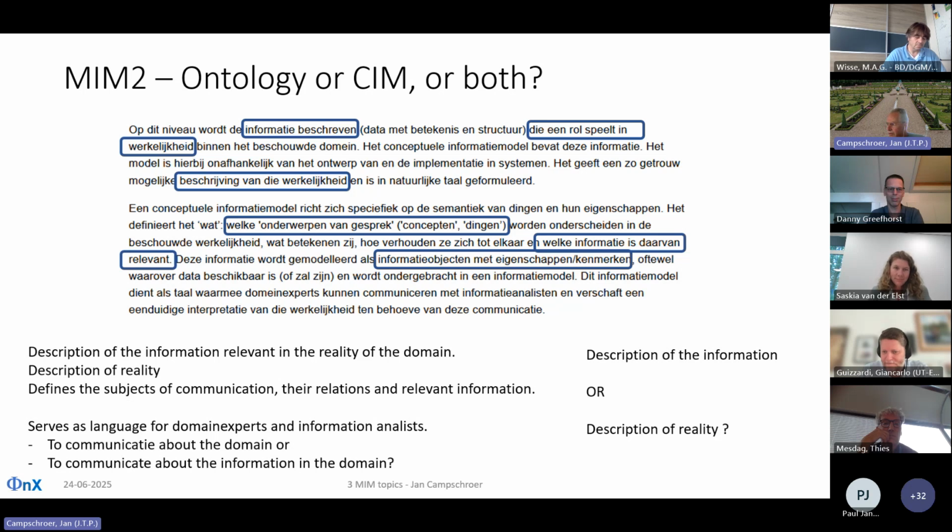Dus de vraag is, modelleer je nu de informatie of modelleer je de realiteit? En je zou kunnen zeggen, en dat is ook wat een ontologie in mijn beleving doet, die beschrijft de realiteit. Eigenlijk beschrijft ze niet eens zozeer precies de realiteit, maar hoe je met z'n allen tegen de realiteit aankijkt. Dat is weer een kleine nuance daarop.